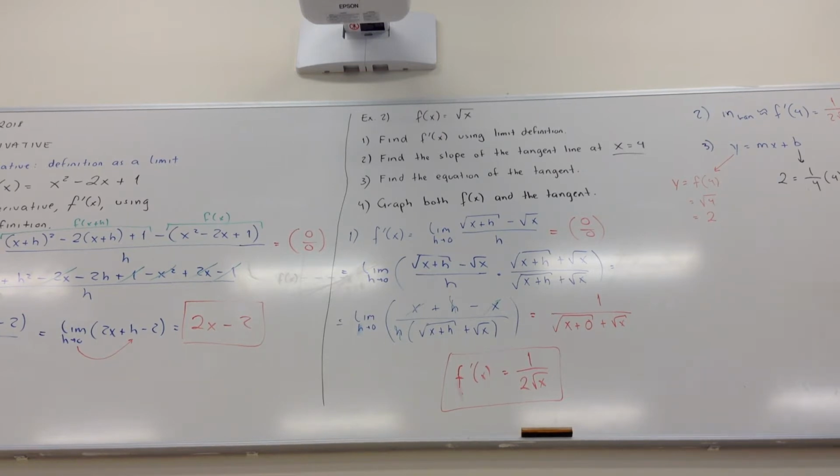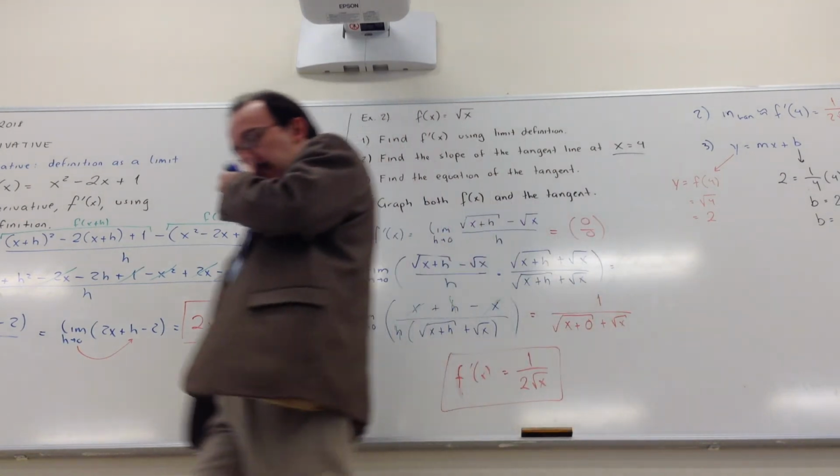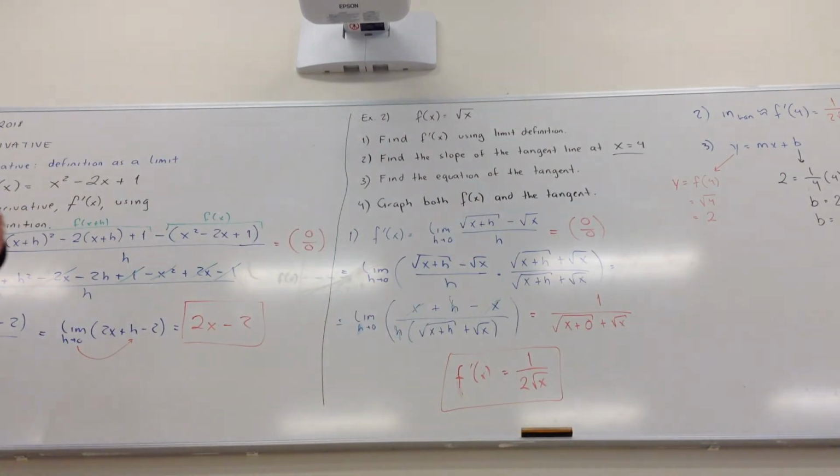How much is b? 2 minus 1 is equal to 1. So my tangent line is y equals 1/4 x plus 1. That's the tangent line, and then you just graph. We're going to graph both the tangent line and the function. Questions so far? No?